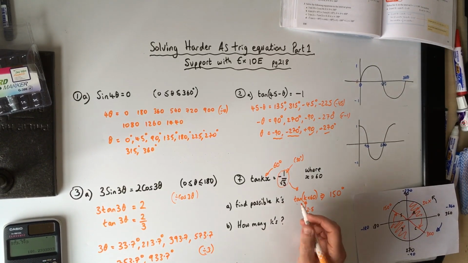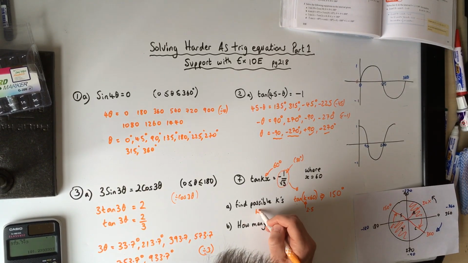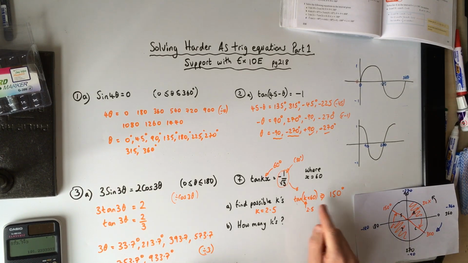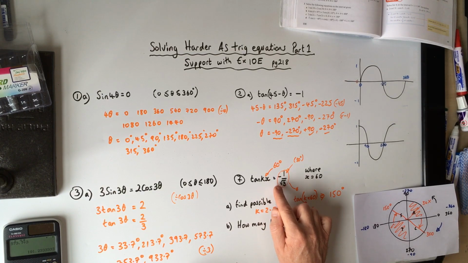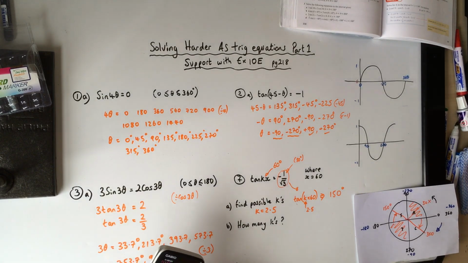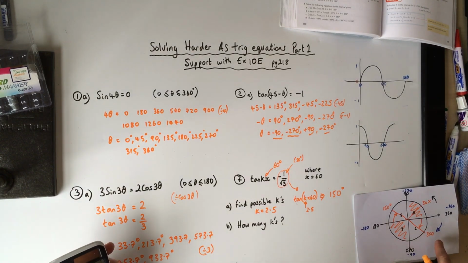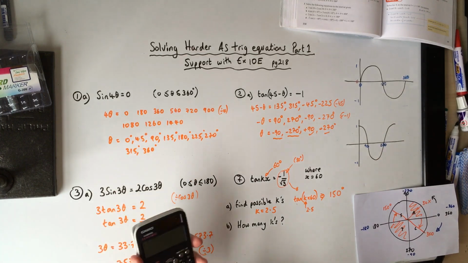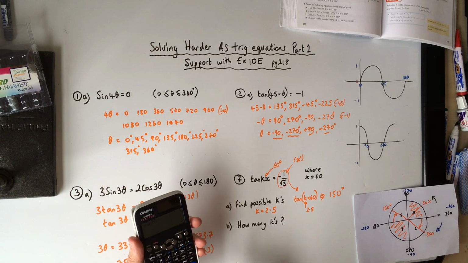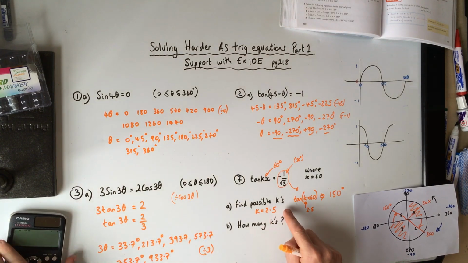So find a possible value for k. 2.5 is good enough. Okay, that would give us this angle here. So 2.5 lots of 60 would give us 150. The tan of 150 would give us minus 1 over root 3. Okay, so k could be 2.5. It could also be, what value gives us 300? 300 divided by 60, I can't believe I'm doing this on the calculator, is equal to 5. So k could also be equal to 5, couldn't it?